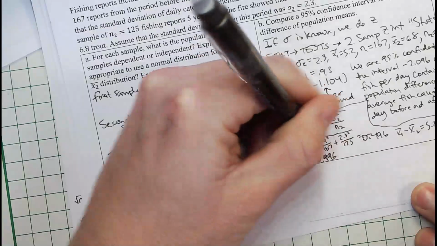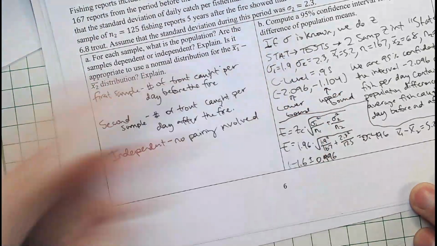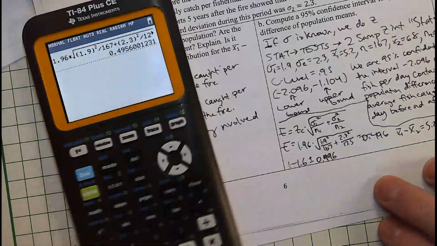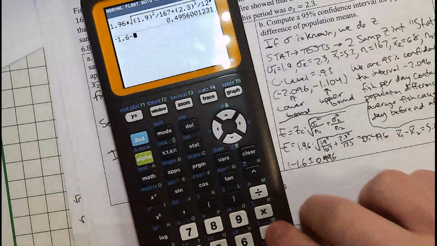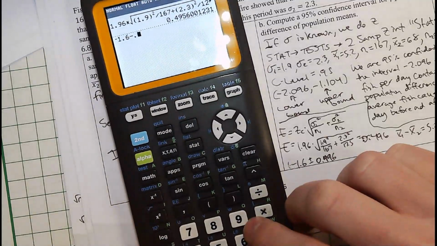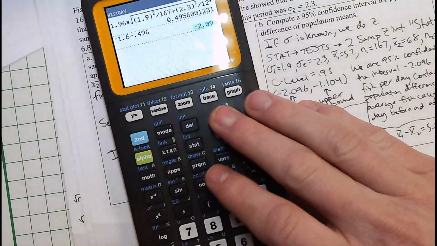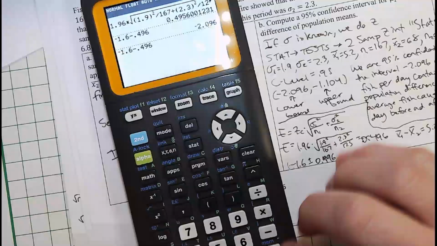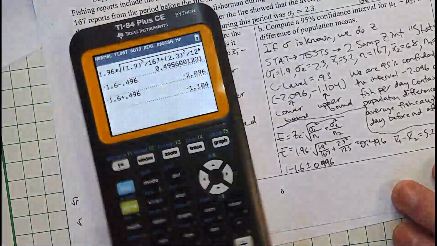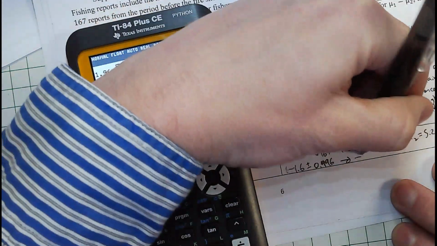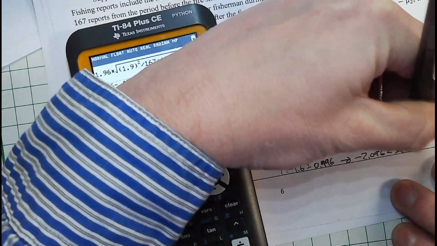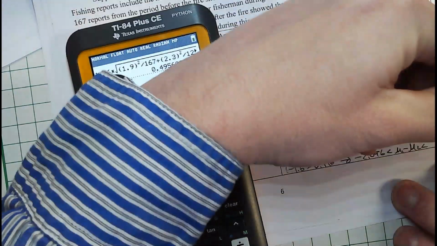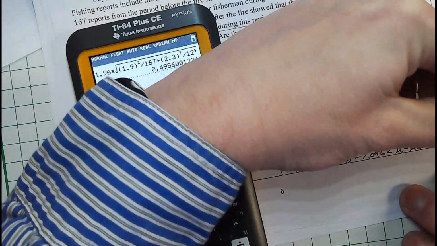0.496. If you don't get this, just use your calculator. That's what I would be doing. So negative 1.6 minus 0.496, negative 1.6 plus 0.496. And notice when you do that, you get the interval negative 2.096 is less than mu1 minus mu2, which is less than negative 1.104. So that's how you do it by hand.